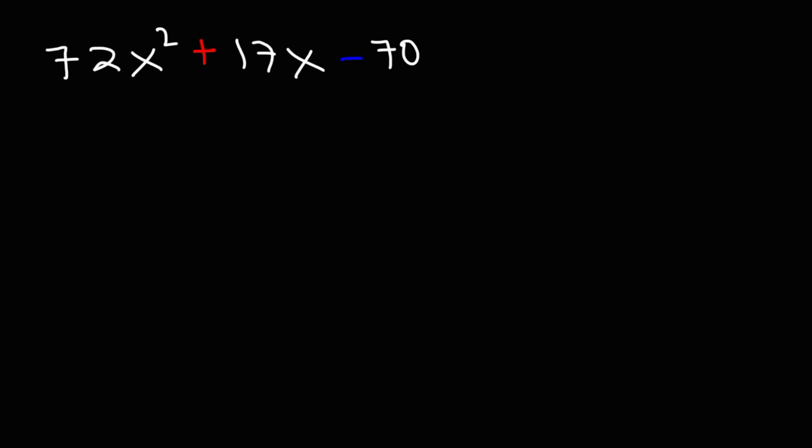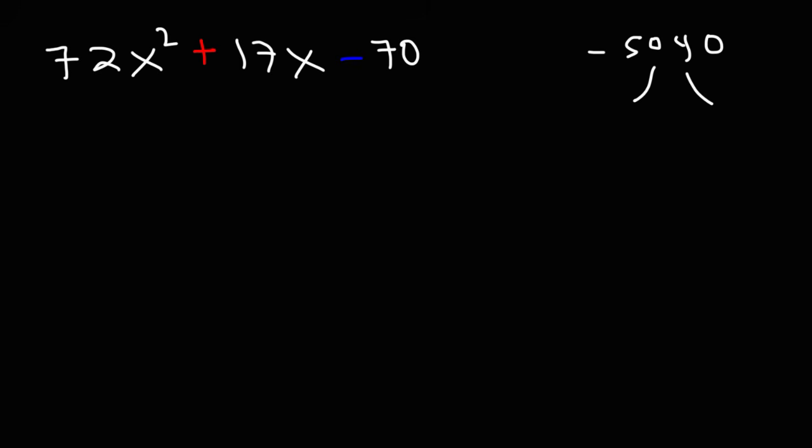Well, if you follow the steps that we've been using, you know the first thing to do is to multiply the leading coefficient by the constant term. 72 times negative 70, that's negative 5,040. Now, it can be challenging to find two numbers that multiply to negative 5,040 and at the same time add up to 17.